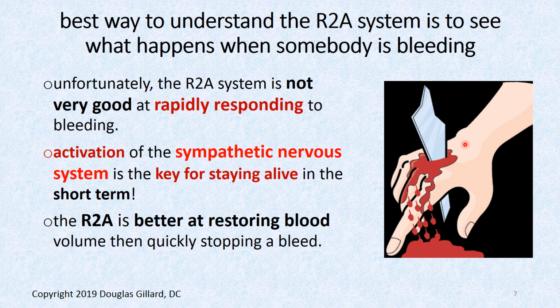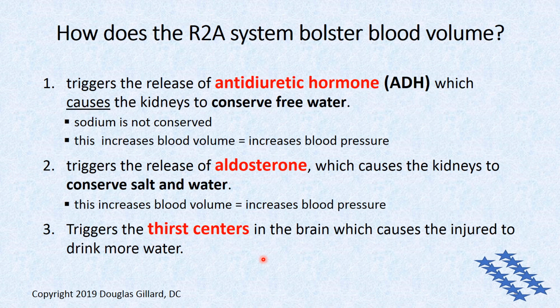But it's kind of a slower system, but it's definitely better at restoring the volume. You're going to lose blood volume. That's going to need to be replaced by water. So it's key for restoring that. And it can stop bleeding as well, but just not as quickly as the sympathetic system can. How does it bolster blood volume? How does the R2A system get blood volume and therefore blood pressure up after it's dropped?